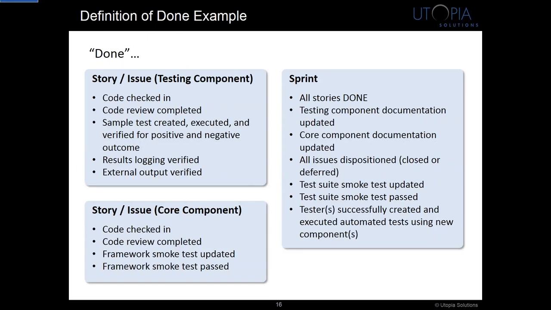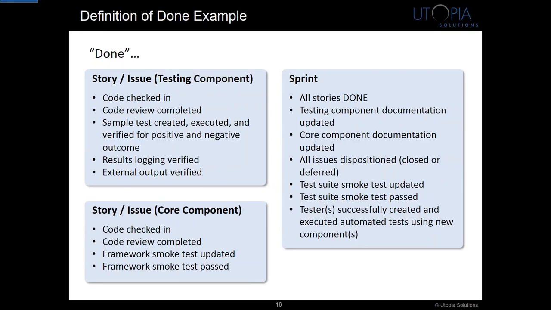We don't want the user to be the one that finds issues with the solution and potentially damage support for automation. We found that just having a smoke test for the framework and the test suite itself significantly reduces those types of issues and rework in later sprints. So, feel free to use this as an example or for your own definition of done.